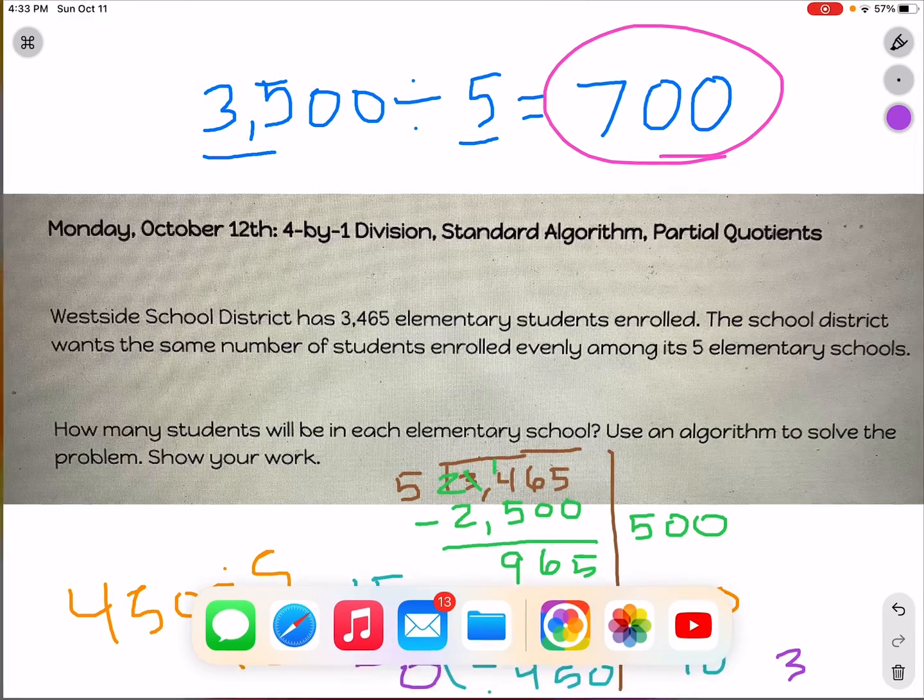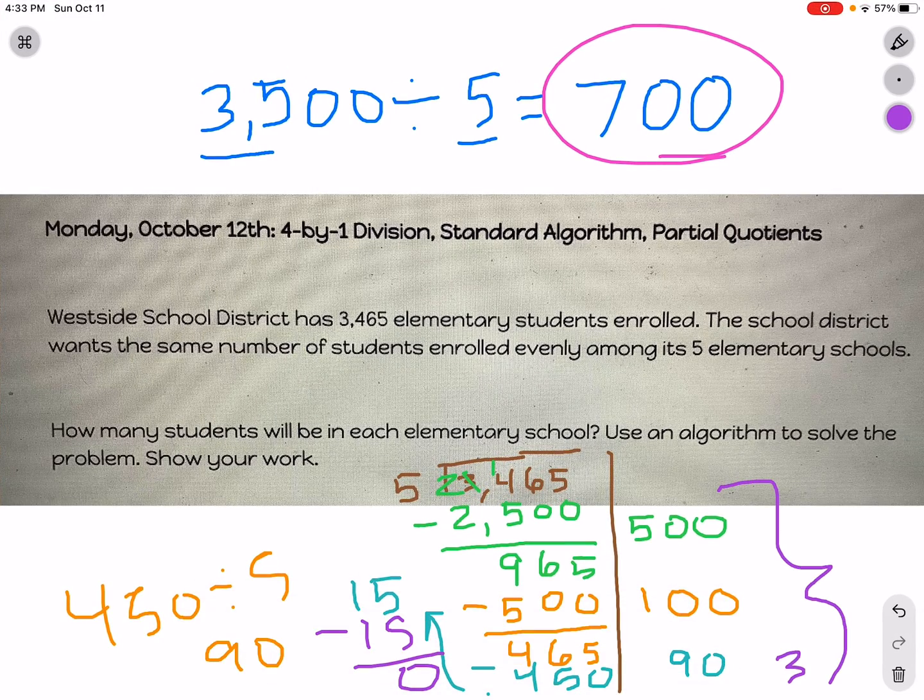Now, all I have to do is add up these guys, and I should come up with my answer. 500 plus 100 is 600, plus 90 is 690, plus 3 is 693. All right, is 693 reasonable? I would say yes. 693 is very, very close to 700.